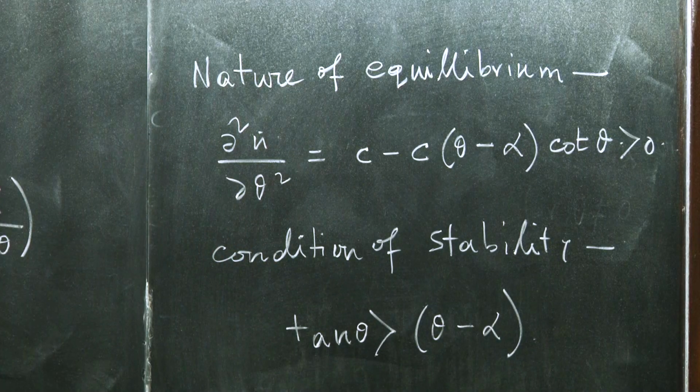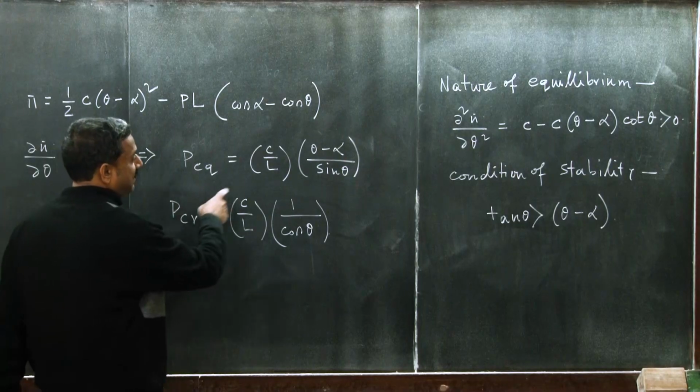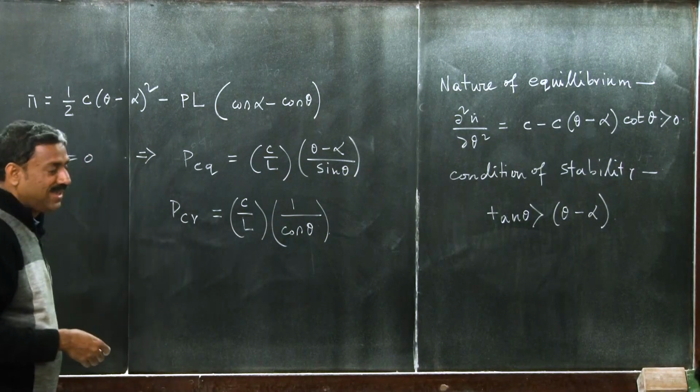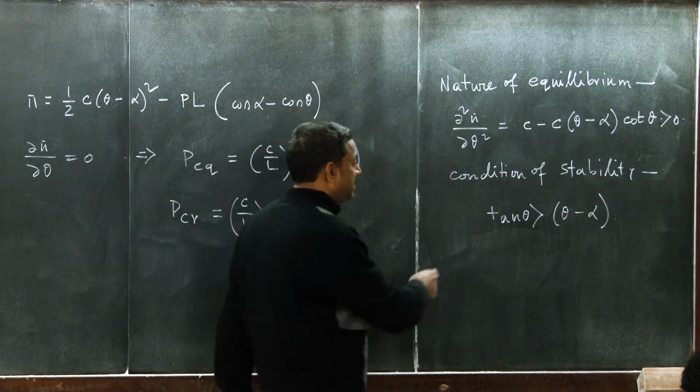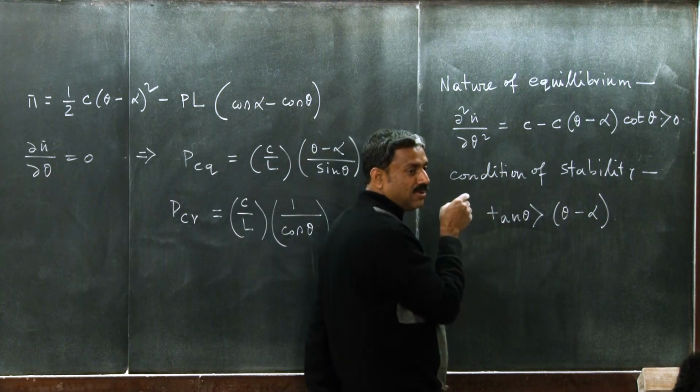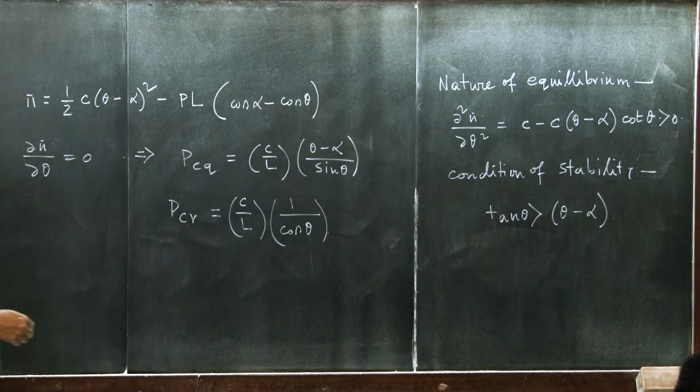Now it is not only theta that is important, it is also alpha that is coming into the picture. Look, the equilibrium path depends on alpha, but the critical load does not depend on alpha. However, the stability condition, the stability boundary, will depend on alpha, the magnitude of imperfections, right.